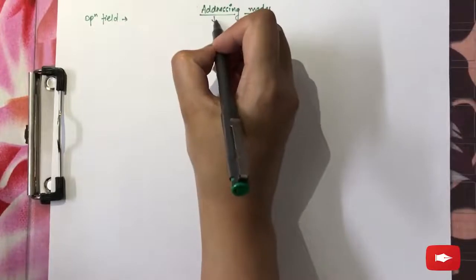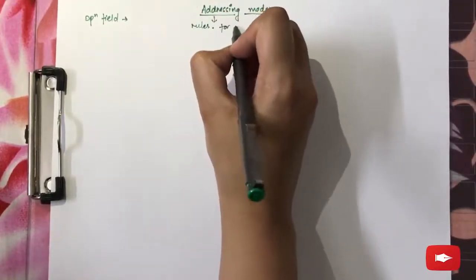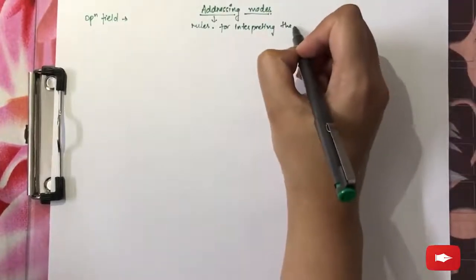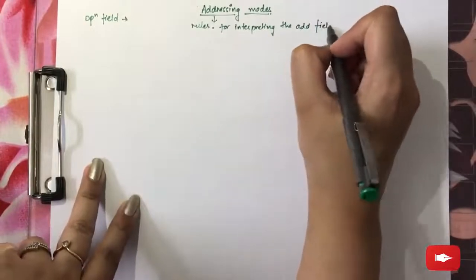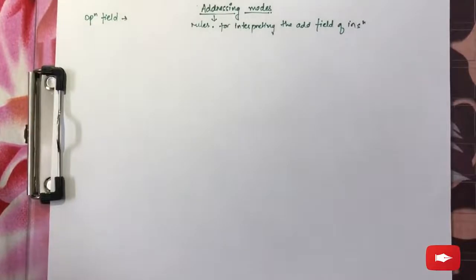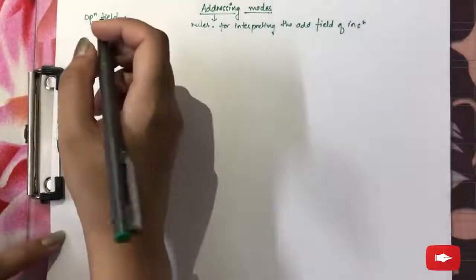So basically, what are the addressing modes? These are the rules specified for interpreting the address field of the instruction before the actual operand is referenced. We can get operands in many different ways that depend upon the addressing mode that we are selecting. Now, there are basically 10 addressing modes that we are going to study.